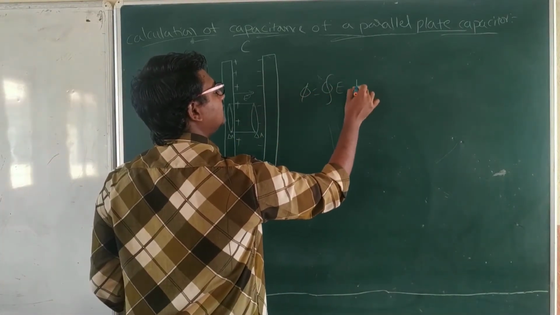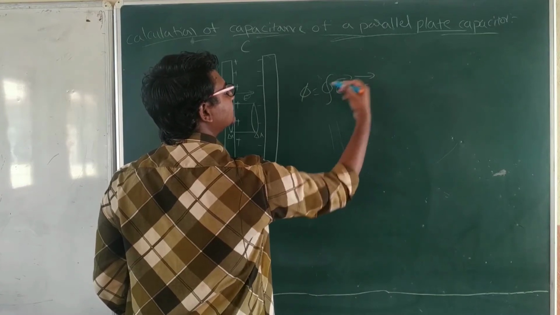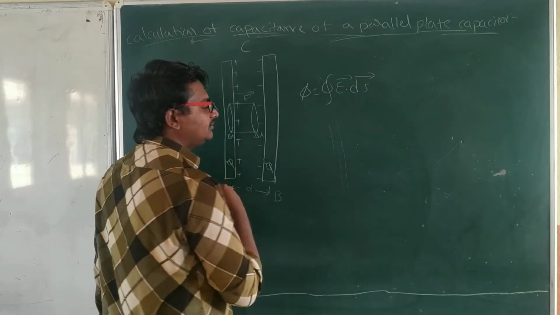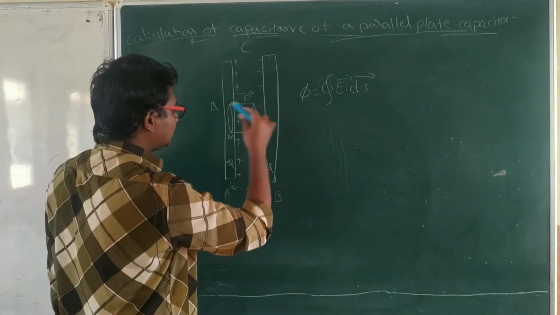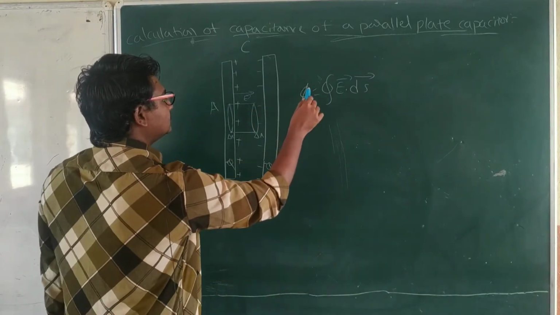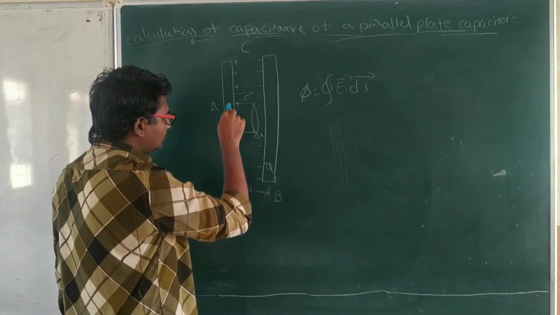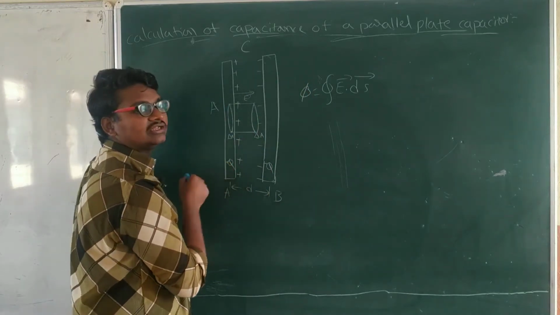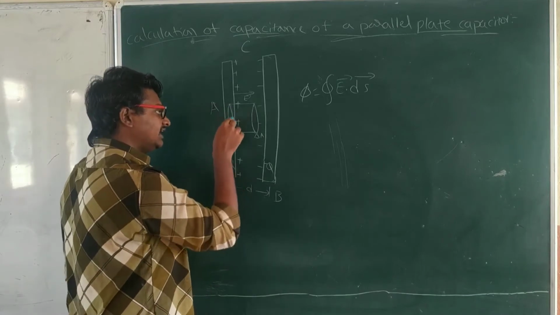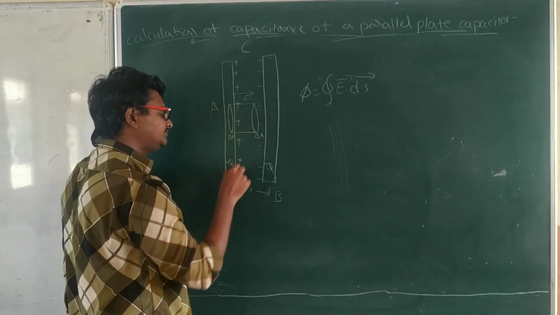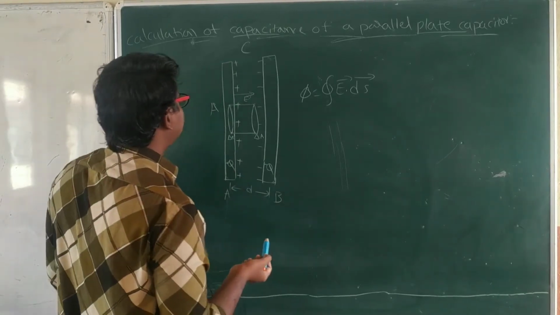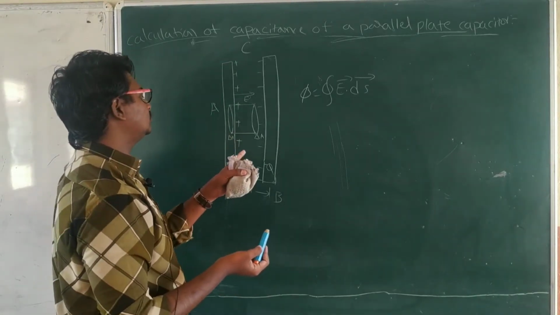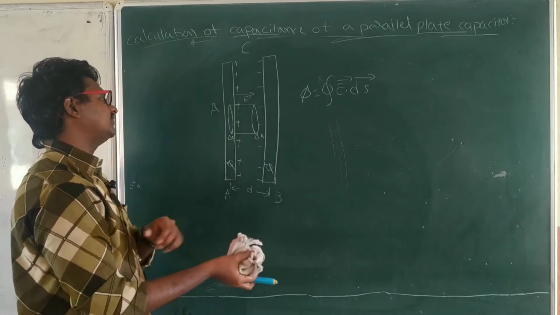Integral E bar dot ds bar. As the angle between them is 90 degrees, phi is equal to 0 for this curved surface. Also phi is equal to 0 for this delta A dash, because delta A dash we have assumed inside the plate or conductor. That is the reason. For the curved surface area, phi is equal to 0.